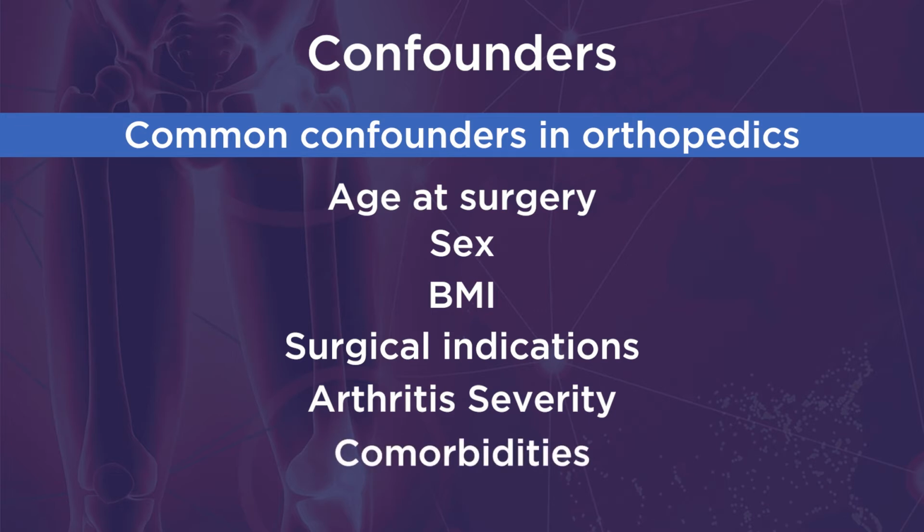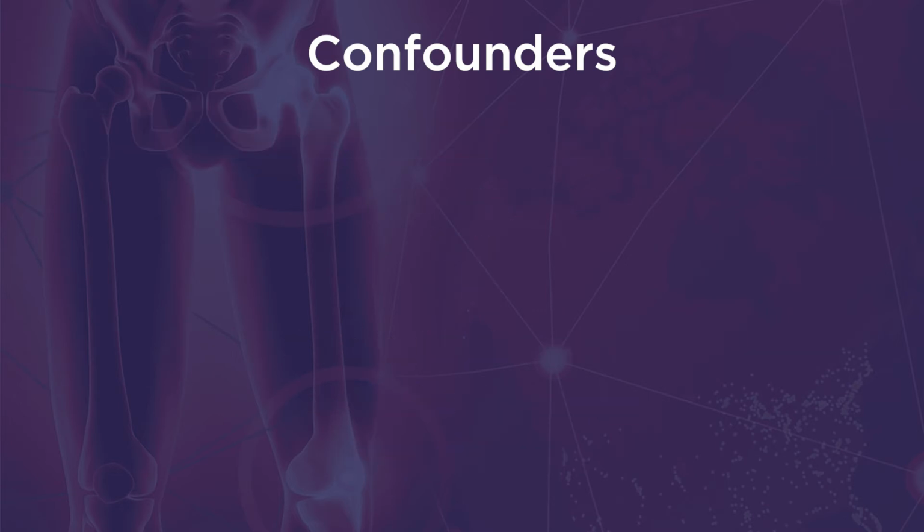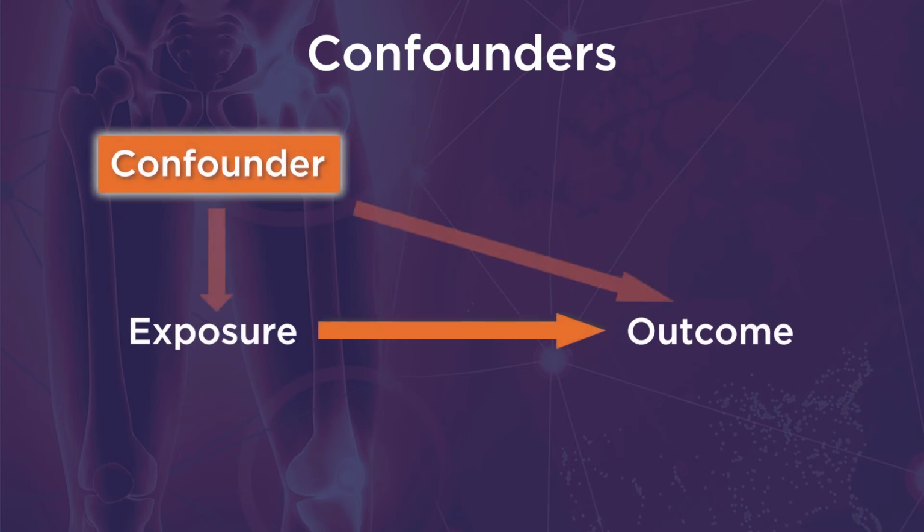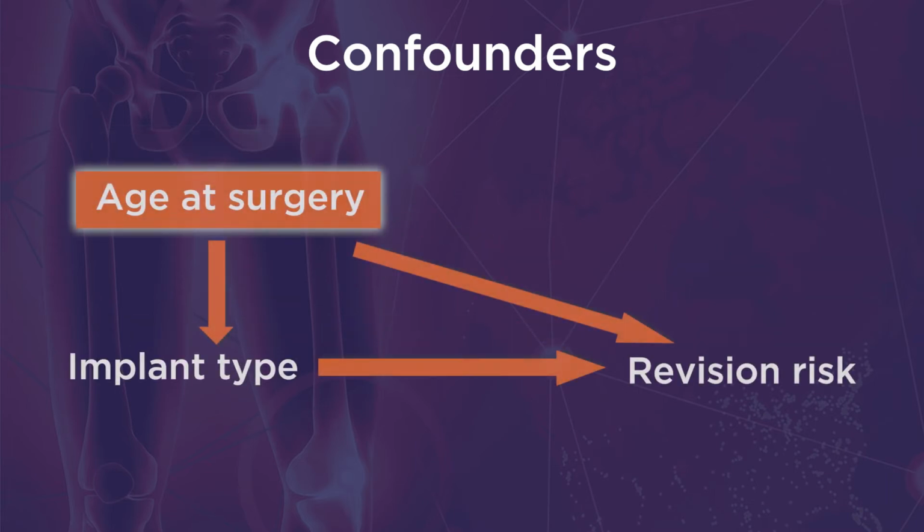A confounding variable is associated with both the exposure and the outcome and occurs before the exposure, or it is measured at baseline. For example, age at surgery is a confounder of the relationship between implant type, the exposure, and revision risk, the outcome, since age at surgery is associated with both implant selection and revision risk, and it is measured at baseline.